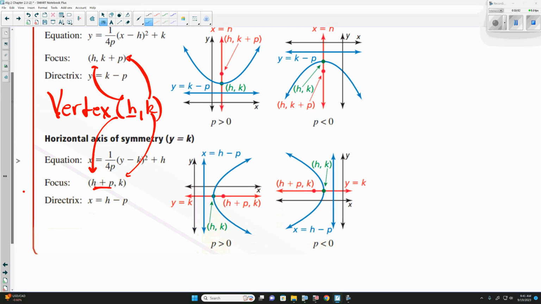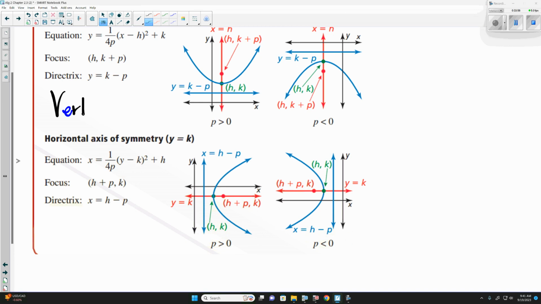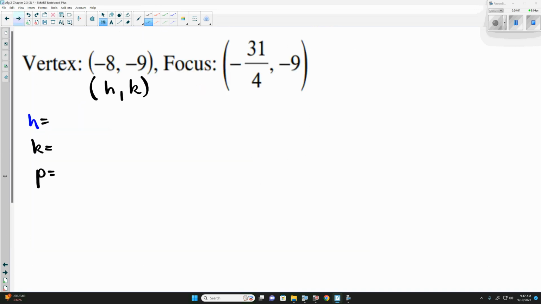No matter which equation we have, we have to find these three values. Now, when we look at the two general forms, from vertex to focus, did the x value change or did the y value change? The x value of the vertex is negative 8. The x value of the focus is negative 31 over 4. That changed from one to the other, yes? The y value of the vertex is negative 9, and the y value of the focus is still negative 9.